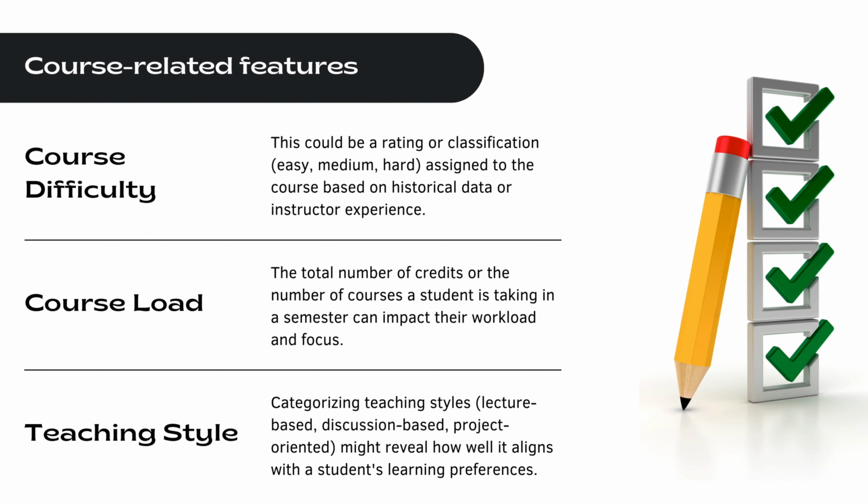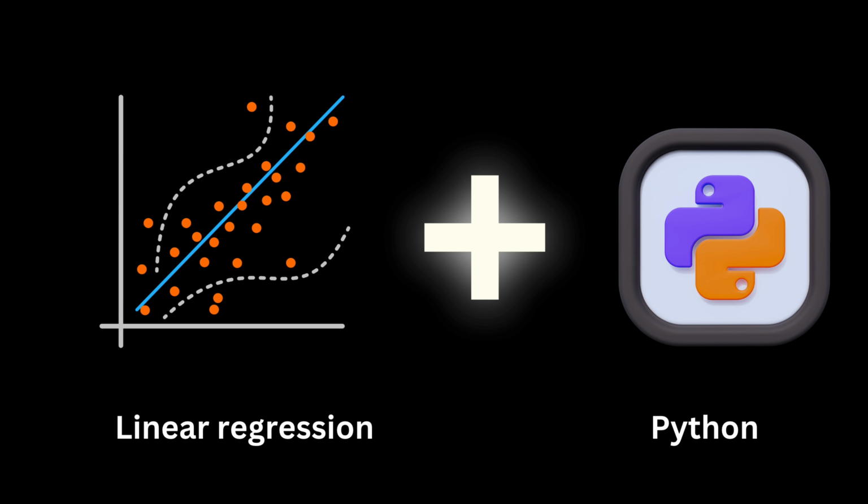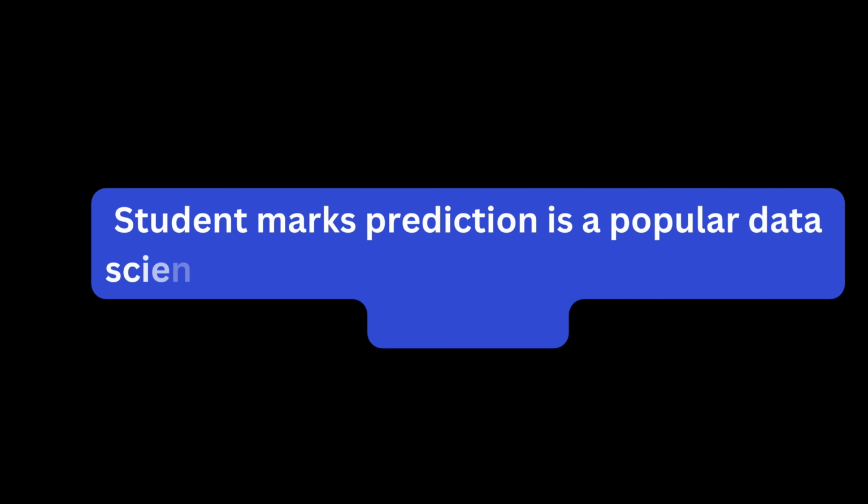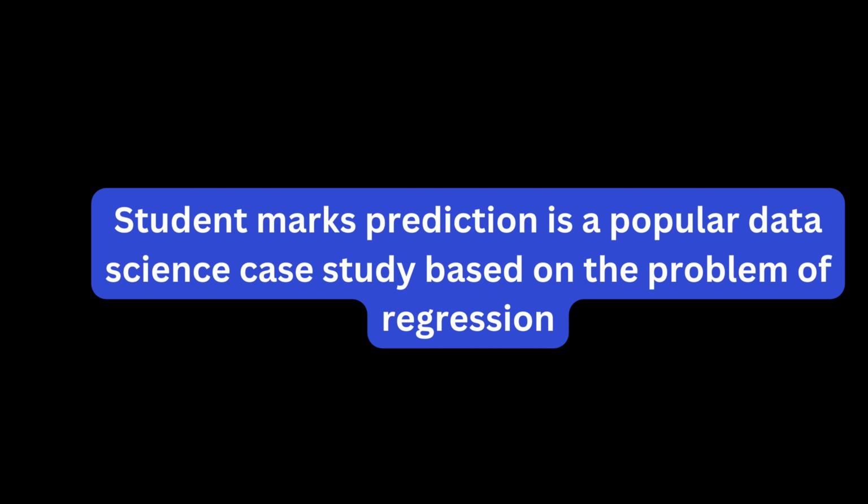a student's learning preferences. So that is exactly what we will accomplish in this course. We will use the power of simple linear regression and the Python programming language to complete this course. Student marks prediction is a popular data science case study based on the problem of regression. It is a good regression problem for data science beginners as it is easy to solve and understand.